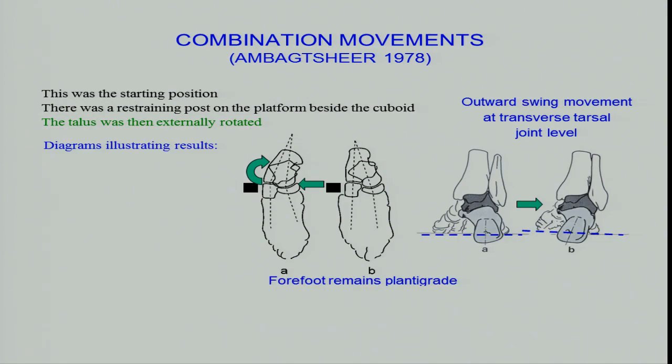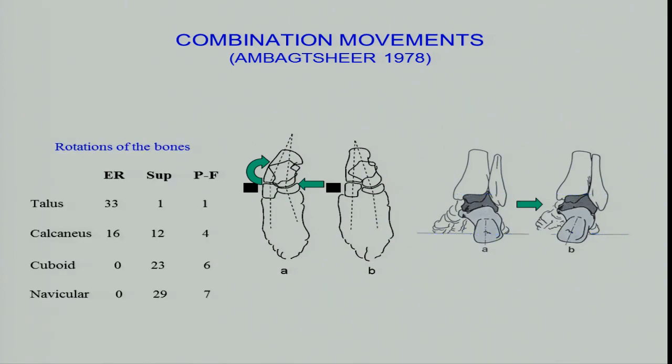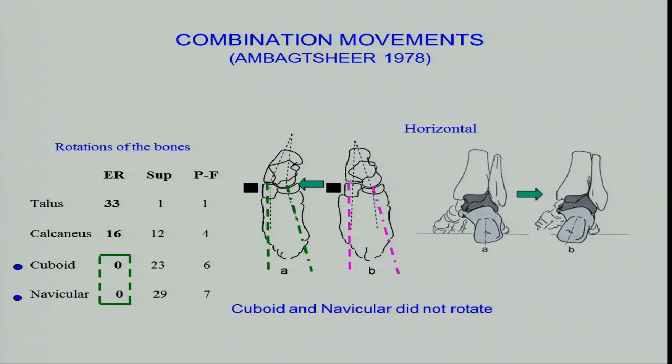Metatarsal heads remained reasonably plantigrade. The talus was reasonably horizontal. And then when you looked at it, the talus had externally rotated through 33 degrees. The calcaneus only 16, half. Cuboid and navicular had not rotated at all in the horizontal plane, but then this was not surprising. There was a great big block preventing it moving.